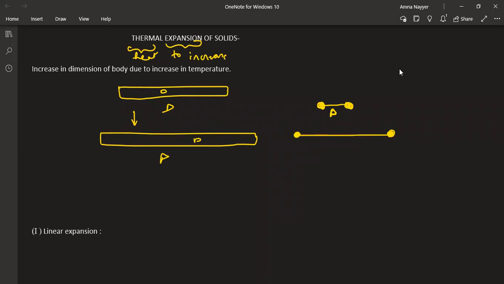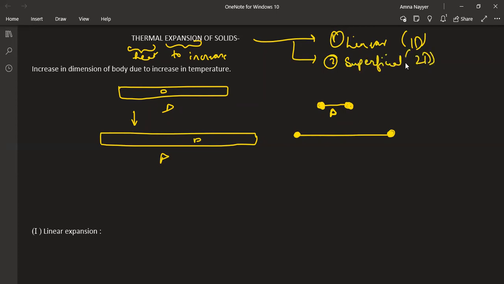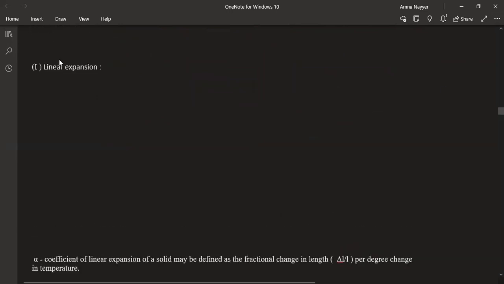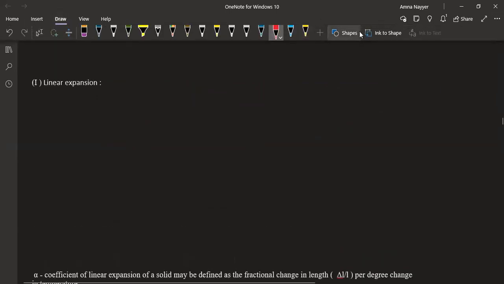So you have three types of expansion of solids. First is linear, which is expansion in length, one dimension. Then you have superficial, which is two dimensions. And then you have cubical or volumetric, which is three dimensions. Let me start with the first one, that is linear expansion. See, in linear expansion, what will happen? Suppose that I have taken a piece of rod.